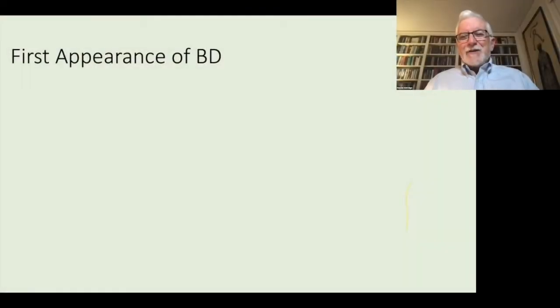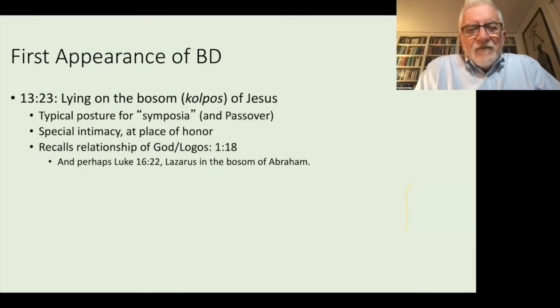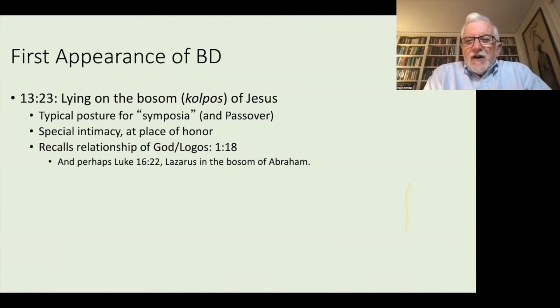The other thing that happens at the Last Supper here is the first formal appearance of the beloved disciple. He may have been lurking around in some other places earlier on in the gospel, but he's certainly here. And where is he? He's lying in the kolpos, or in the bosom of Jesus, which, of course, is a typical posture for someone at a symposium and at a Passover Seder. It's one of the questions that's asked at a Passover Seder.